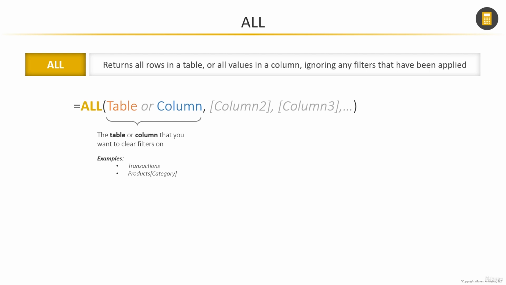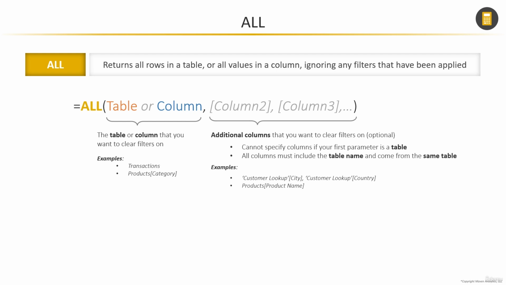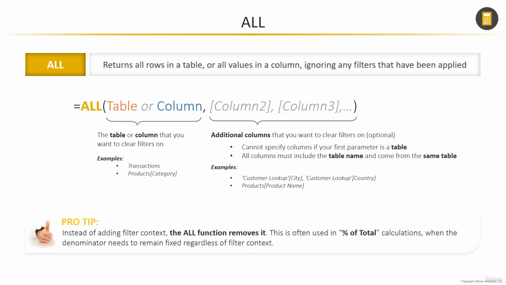Now, the second optional set of parameters or arguments here are column names. So let's say you've selected a column as your first argument as opposed to an entire table. You do have the option to list additional columns here that you'd like to remove the filters on. The catch is that all of these columns must be fully qualified and include the table name, and they must all come from the same table. So, pro tip, instead of adding filter context or changing it like CALCULATE does, ALL removes it.